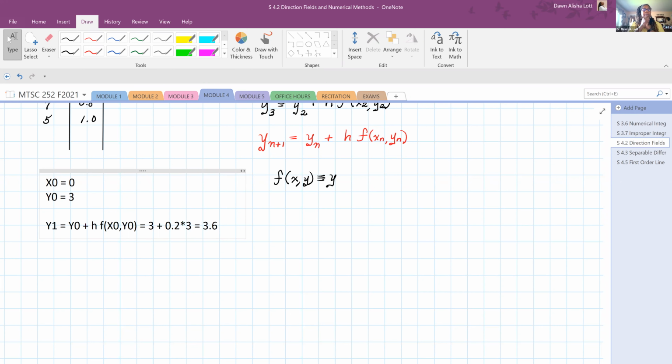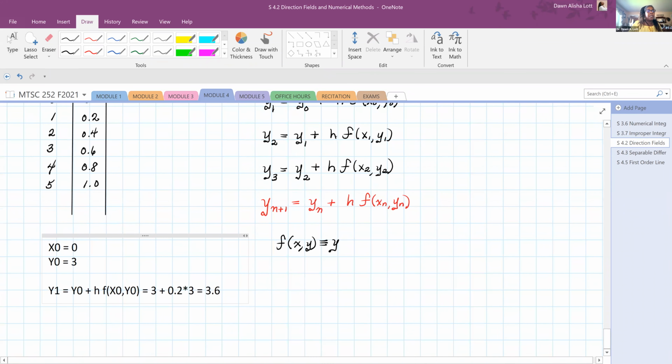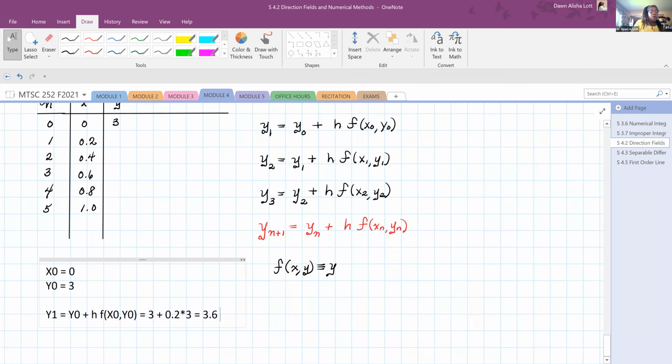So I get 3.6. So now I can scroll back up here, and I know x1, let me put x1 in here, x1 is equal to 0.2. And now I know y1 says take y0 plus h times f of x0, y0, but there's no x0 in our problem. So this is 3.6.